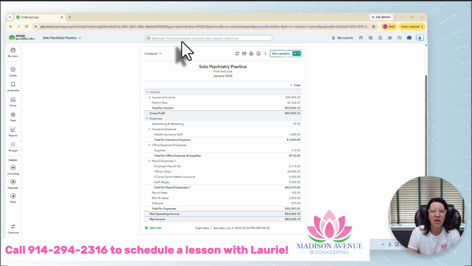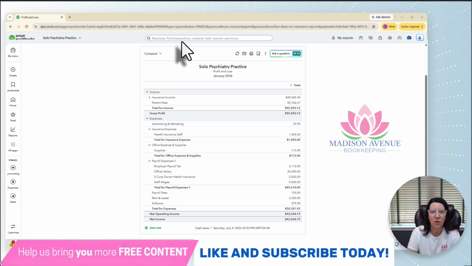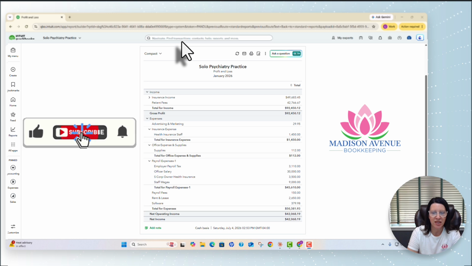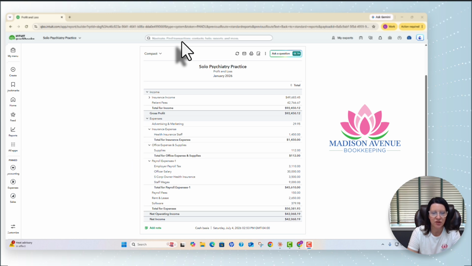Okay, let's talk about S Corps and understanding payroll setup as well as health insurance for yourself as the officer of your S Corp corporation. There are a couple of things that need to be allocated a little differently when this is your setup. So I'm going to show you, this is one month P&L on a demo file.